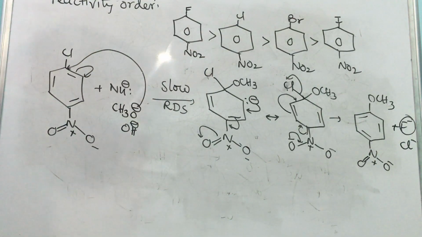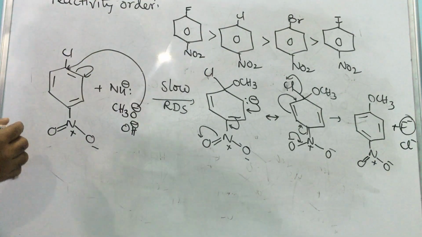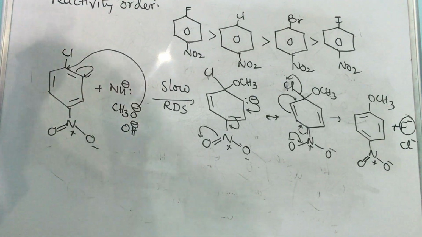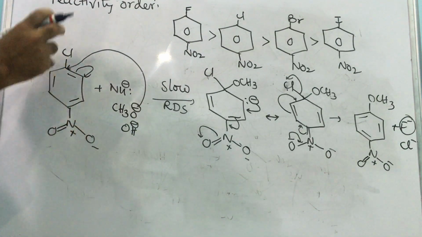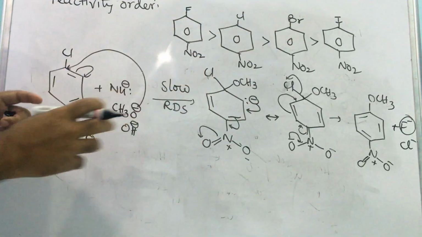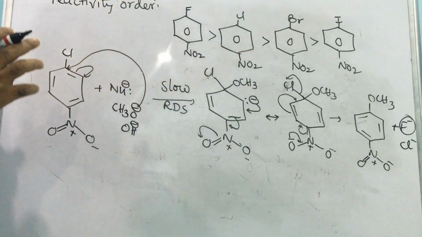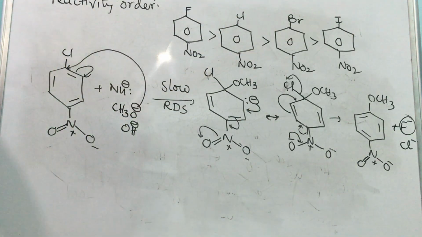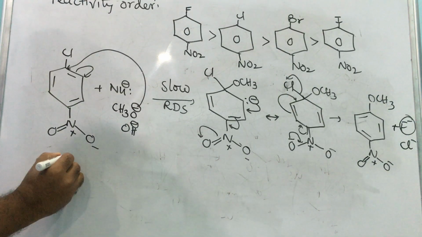Now you may ask a question. I told you that if the NO2 group is present in the ortho and para position, there is this reactivity. You can write it with the ortho position also, the same reactivity. But it may be present on the meta position. Then what will happen? That we will also discuss now.